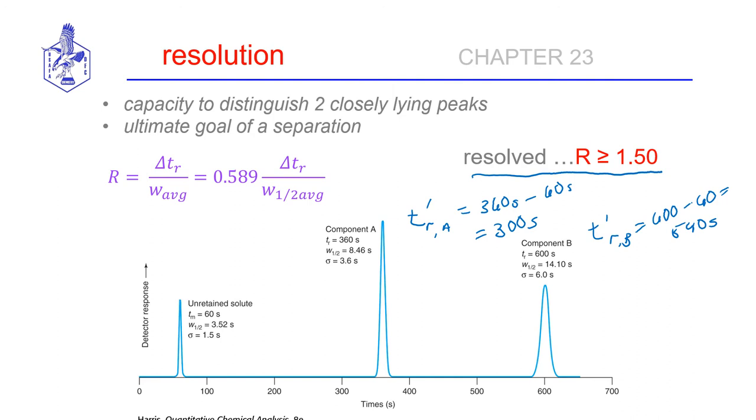We can measure the resolution between those two peaks using this equation over here. We're going to take the difference in their retention times, and then we're going to divide by the average of their peak widths. So the difference in their retention times is, as we mentioned, the difference in these times. If we use the absolute retention times, it's going to be 600 minus 360 seconds. And you're going to get the same value if you use the adjusted retention times or the retention times. So that's where you get your delta TR value.